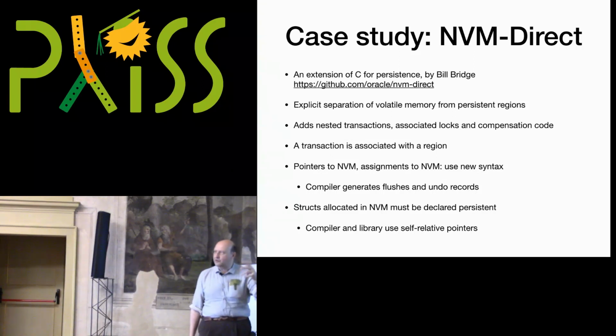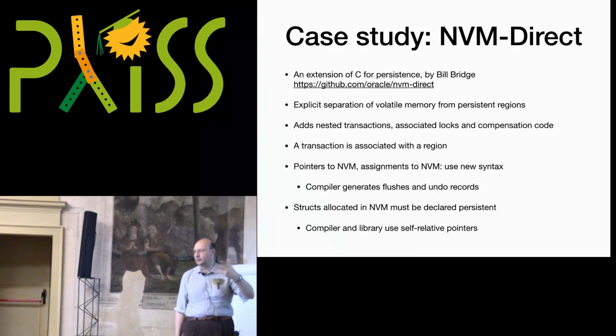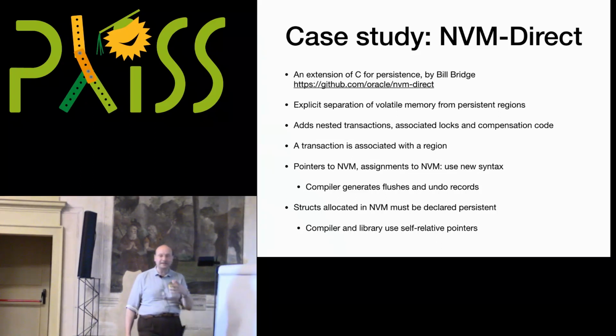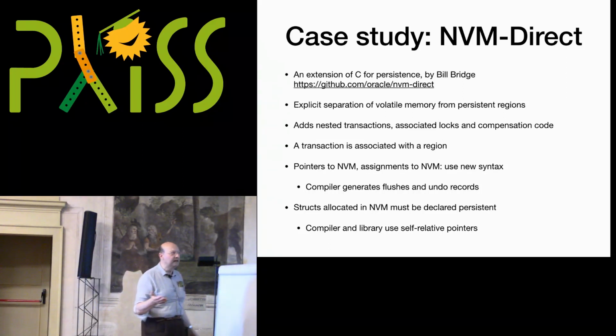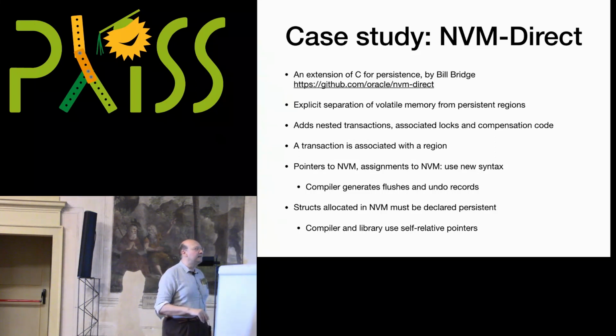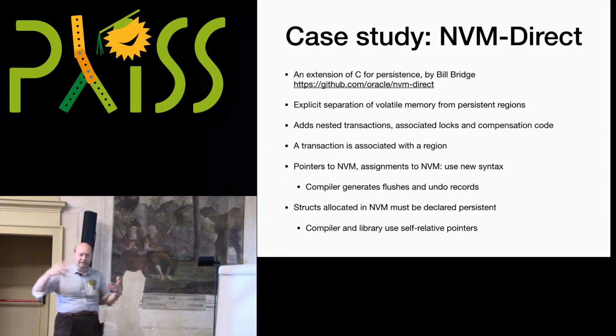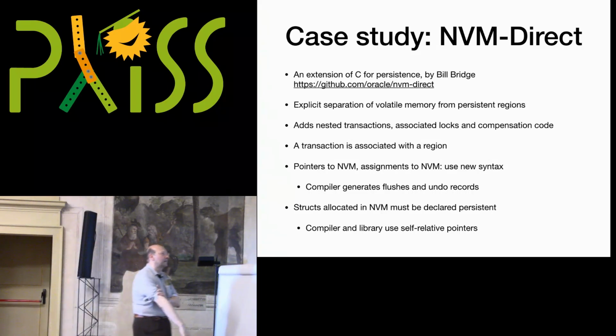Associated with a transaction, you have locks available that you can take, and compensation code which is run to deal with transaction failure. This compensation code might undo things that have been done since the last consistent state, or attempt to complete in-flight transactions or whatever. There's a whole literature around this.